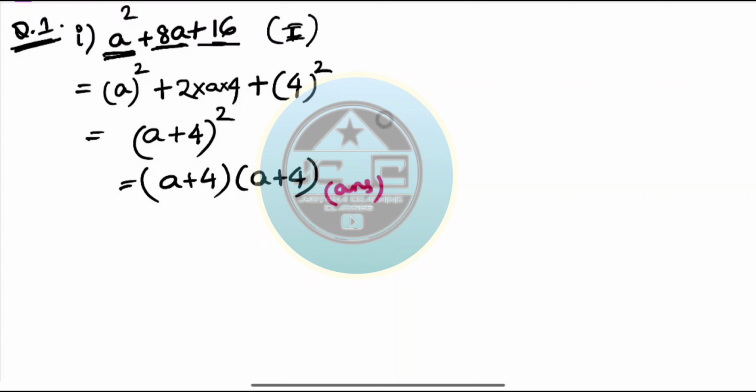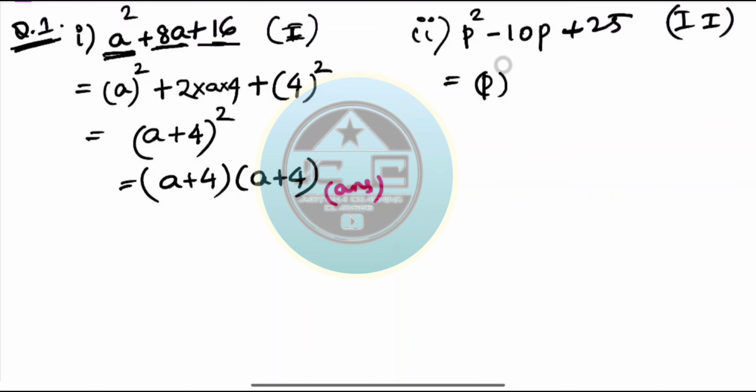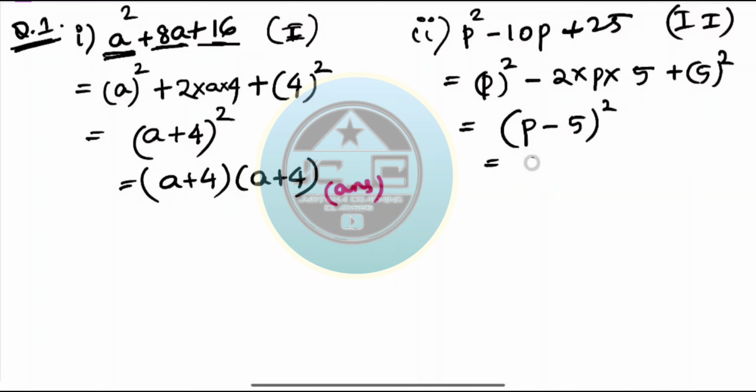Clear? Now let's move to question number 1, bit 2i. It says p square minus 10p plus 25. As we all know, identity 2 is going to be used here. So this is a square minus 2 into a into b, where b is 5, since 25 is 5 square. Now a square minus 2ab plus b square means a minus b whole square. It is a minus b into a minus b. This is the final answer. Clear? Okay. Is it clear?